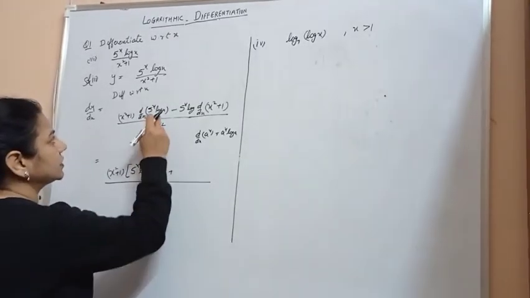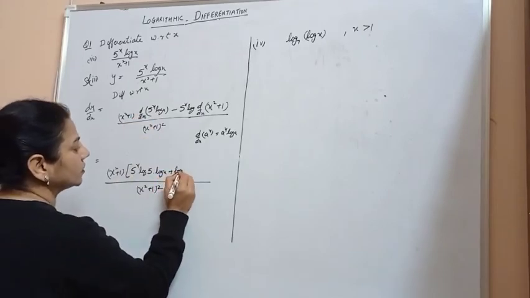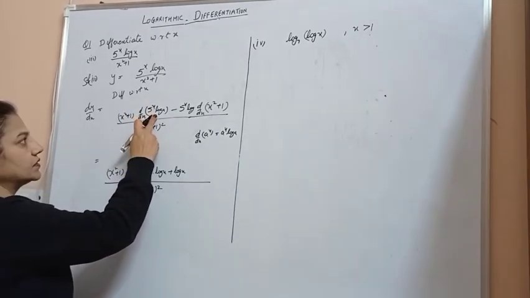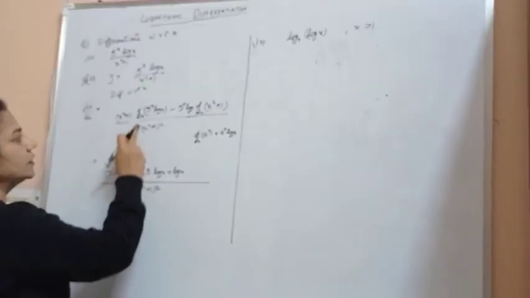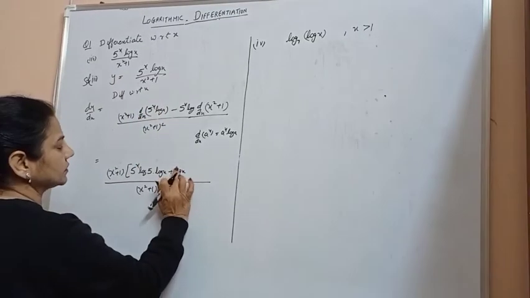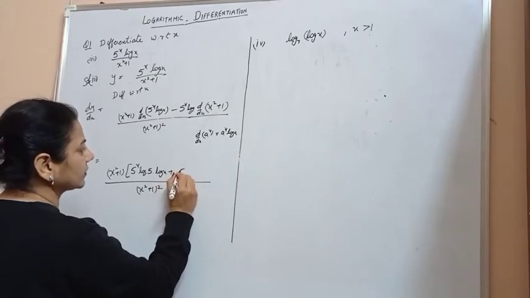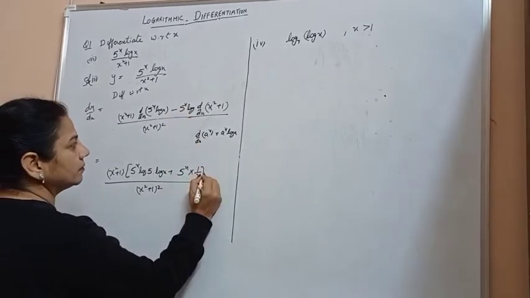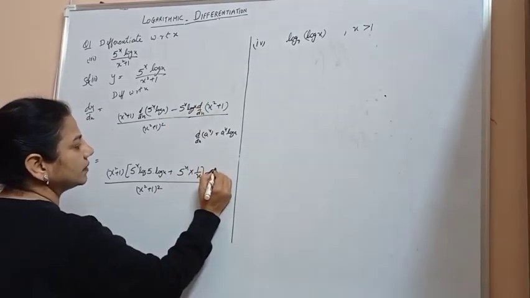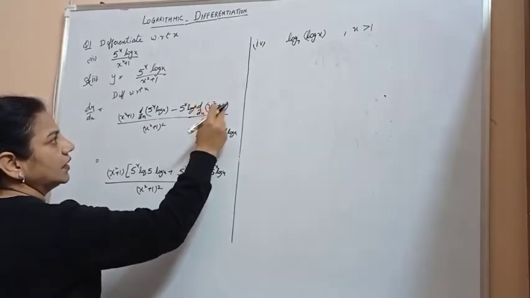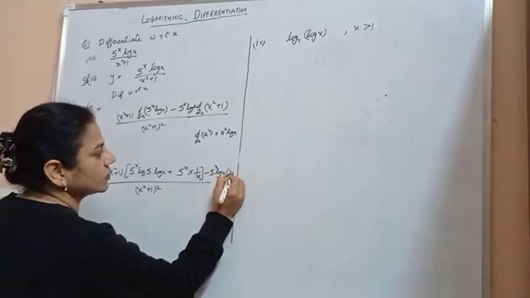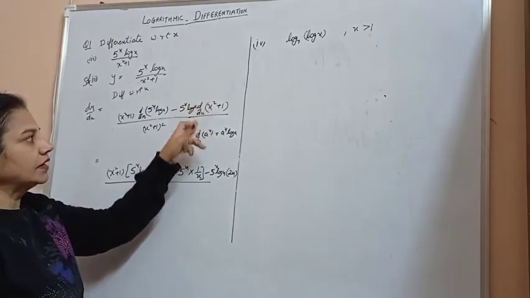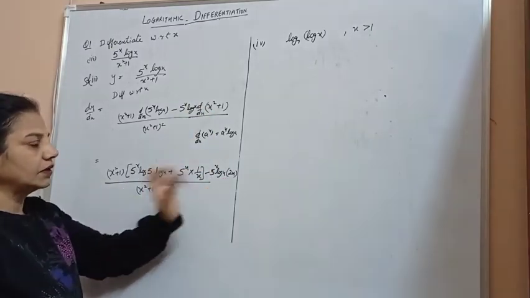plus second function, considering this to be the second function, log x into derivative of, I consider this log x to be the first function into derivative of second function plus second function into derivative of first function. So I have 5^x into derivative of log x, which is equal to 1 by x. Then minus 5 to the power x log x into derivative of x square plus 1, which gives me the result as only 2x. Because the derivative of x square, applying the power formula, we get 2x and the derivative of 1 is 0. So I get only 2x.